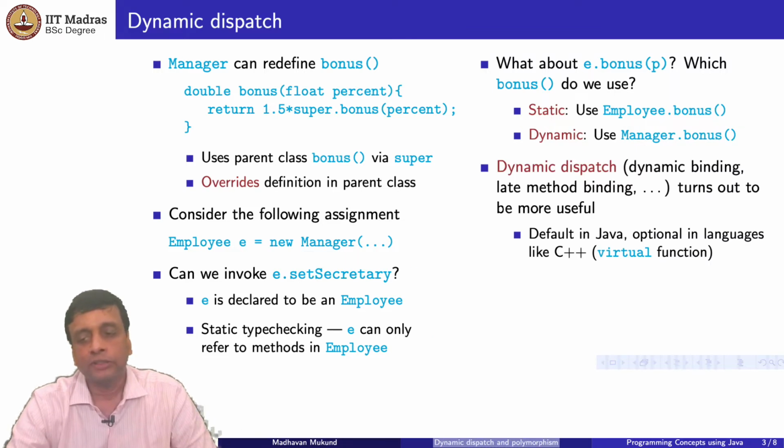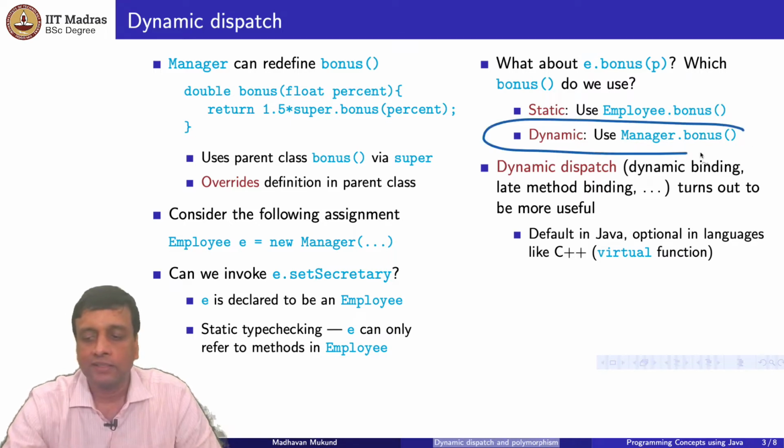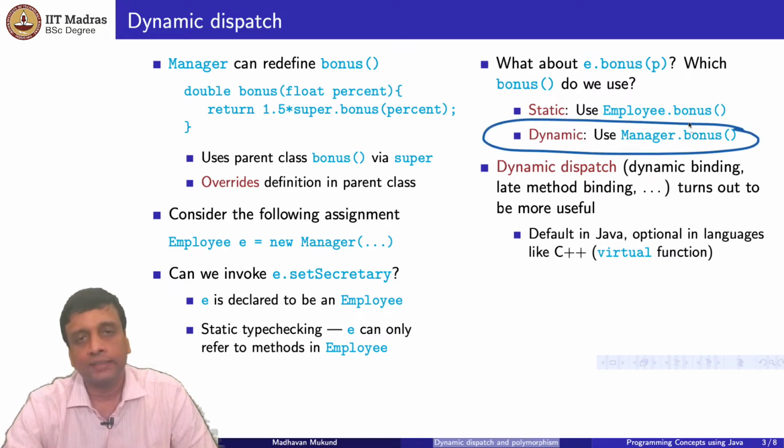Java actually uses this notion of dynamic dispatch, right? Dynamic dispatch, which is also called dynamic binding or late method binding, essentially waits to see what the runtime of the object is like, and depending on the type of that runtime object, it chooses the most appropriate function with respect to that runtime type. So in this case, at runtime, it will see that E is actually a manager, and manager has an overridden definition of bonus, and therefore in this particular case, what we will get is this version. Okay.